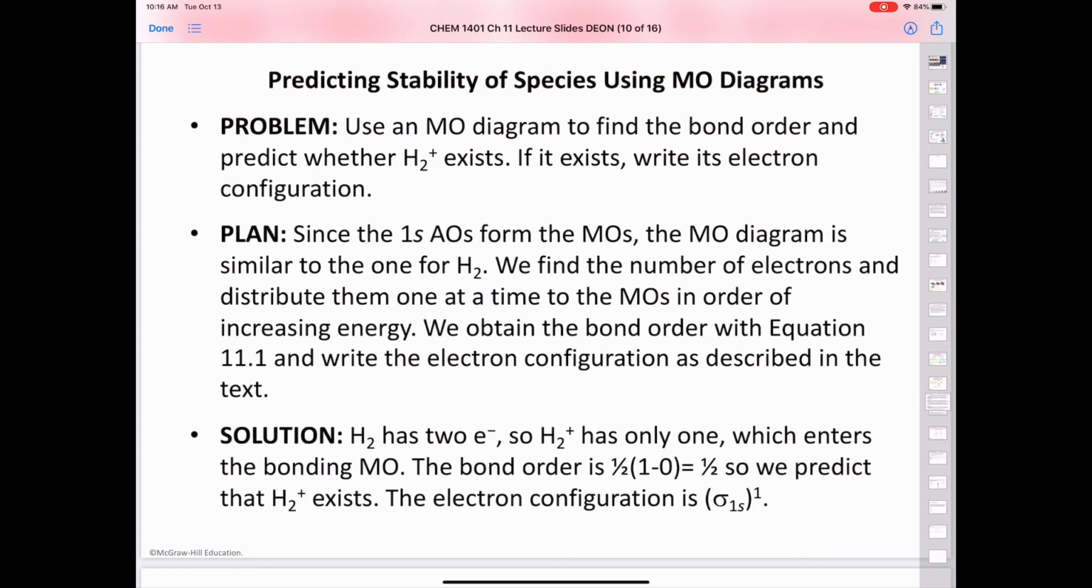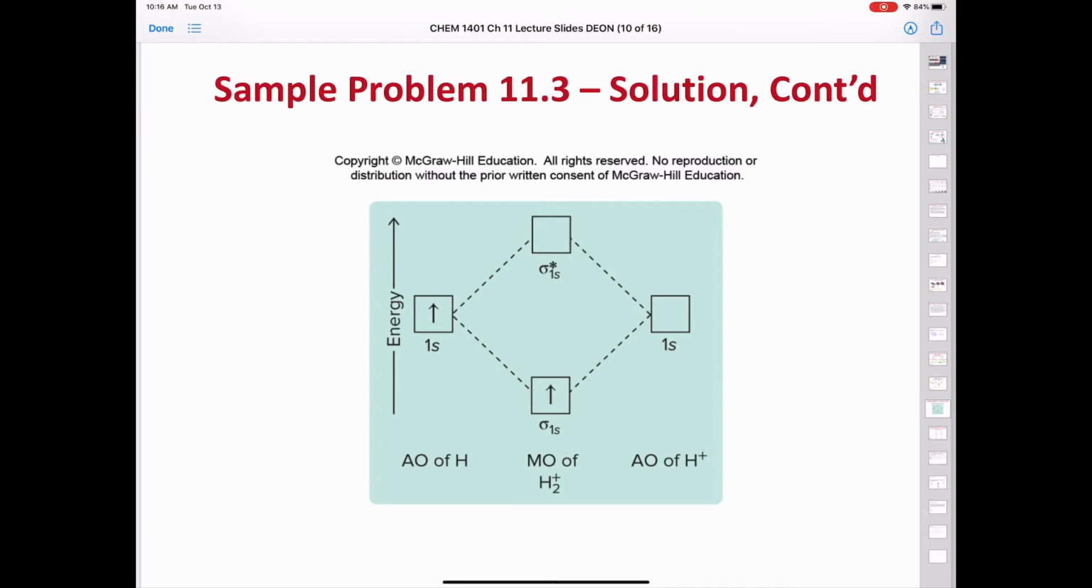Let's try a problem. Use a molecular orbital diagram to find the bond order and predict whether H2+ exists. If it exists, write its electron configuration. Here's my molecular orbital diagram.